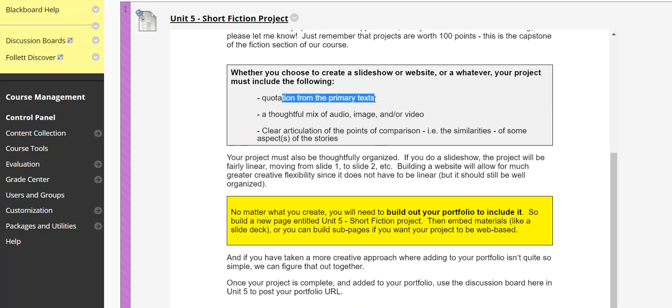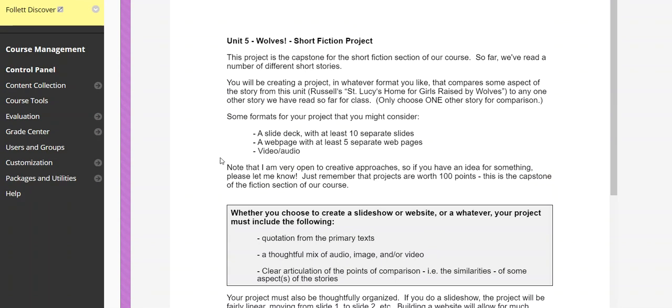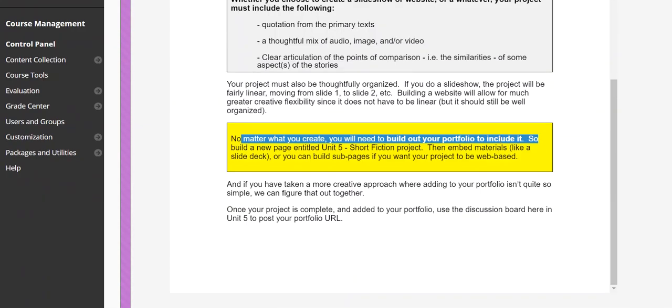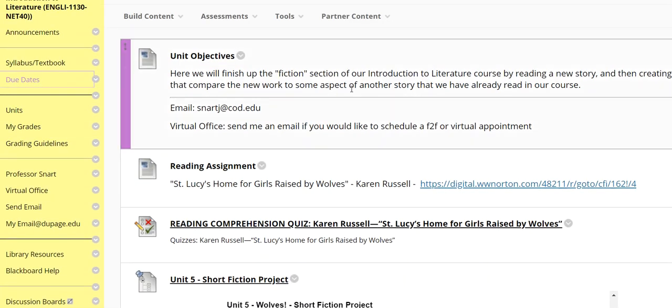Reminders here, like I said before, direct quotation, really clear articulation of the points of comparison, the similarities that you're looking at. And then, as usual, we'll build out our portfolio, post that link to the discussion board here in Unit 5, and then we are good to go. So again, a little bit longer here. I've done the due dates correctly this time.